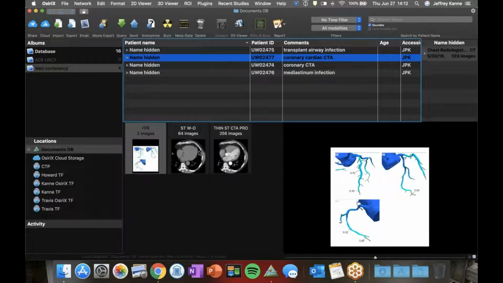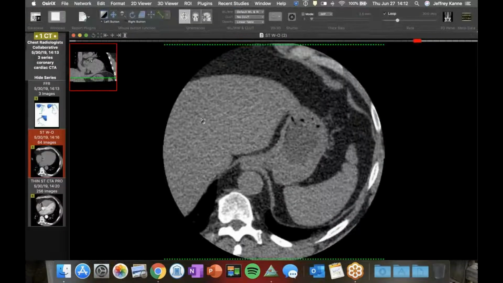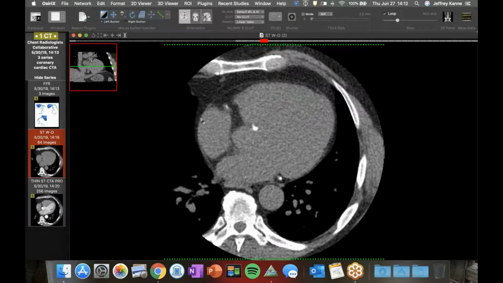So here's another case. This is a patient in his 50s, similar presentation.